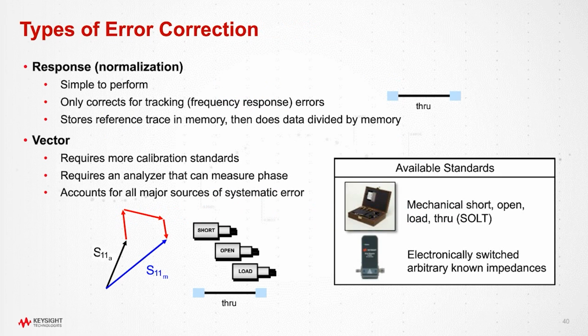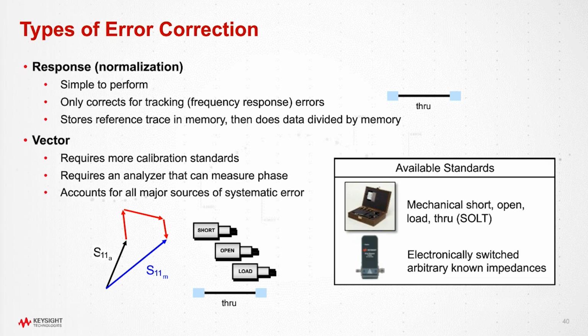The simplest one is response or normalization. And what it does is it corrects for loss or tracking error of the system. And it's simple, it's fast, but it doesn't completely correct for everything. So if you want full error correction, you want vector error correction. And for this type of error correction, you need more calibration standards. You need a short, open, load, and through, or other types of standards depending on your type of calibration. And it'll account for all of your systematic errors, but it also takes longer to perform.